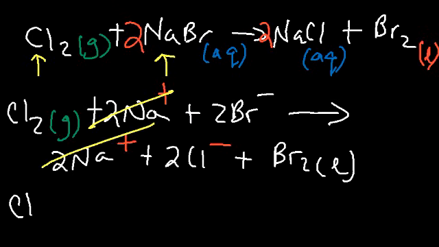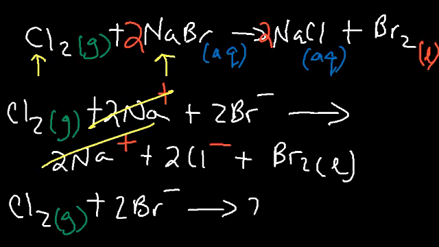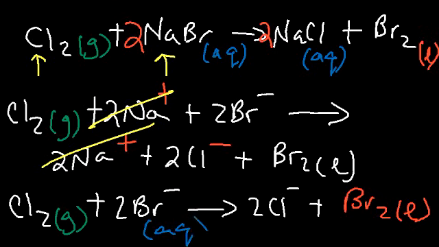So the net ionic equation is going to be Cl2 gas plus 2Br-, which is going to produce 2Cl- and bromine liquid. And all of the ions are in the aqueous phase, so let's write aq. And so that's it for this particular single replacement reaction. That's how you can balance it.